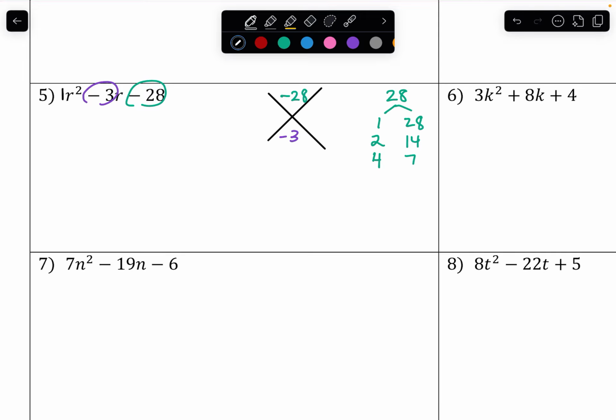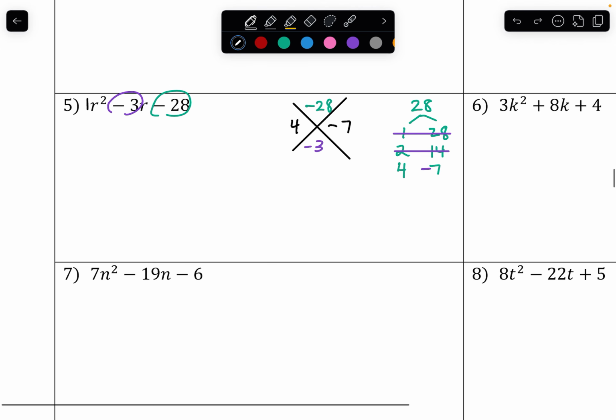And so now a promising pair to get us to 3, 1 and 28 definitely not, 2 and 14 definitely not, but 4 and 7 can work if we make the 7 negative. Because 4 minus 7 would get us that negative 3. But when we multiply them, they still give us that negative 28. Okay, and so R plus 4, R minus 7.